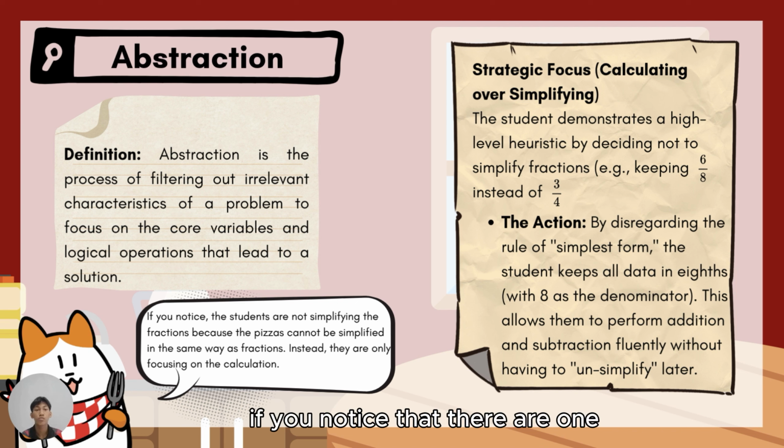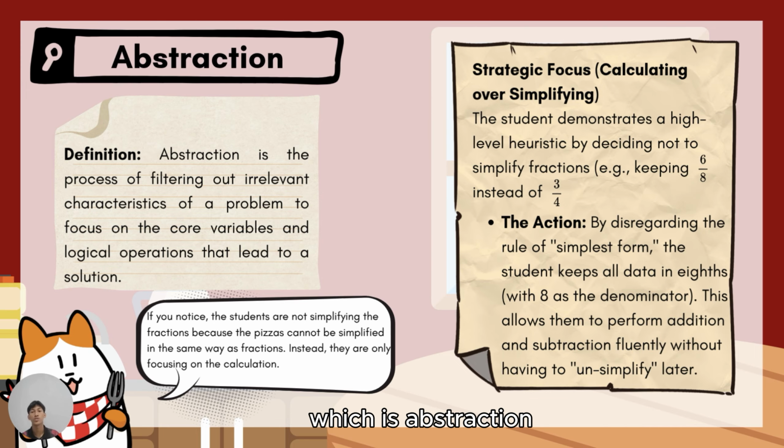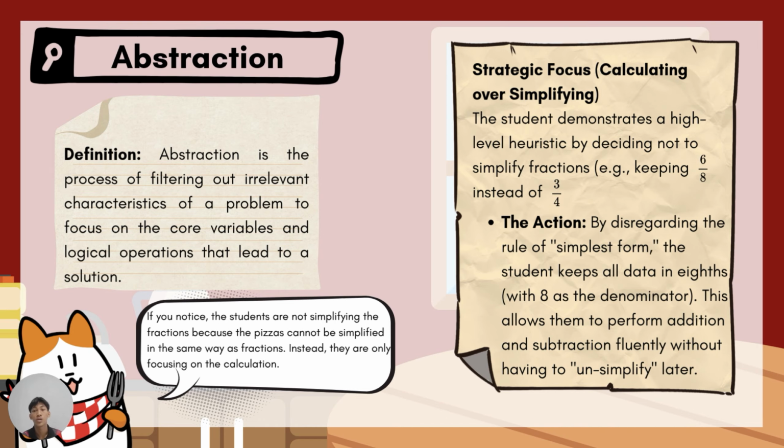If you notice, there is another computational thinking skill involved in this problem, which is abstraction. What does abstraction mean? Abstraction is the process of filtering out irrelevant characteristics of a problem to focus on the core variables and logical operations that lead to a solution.